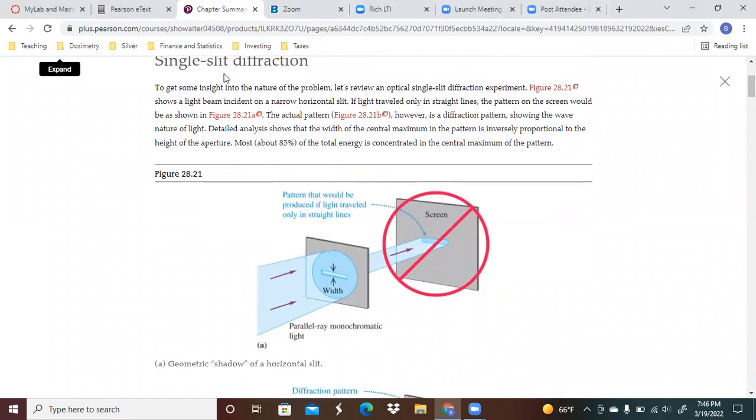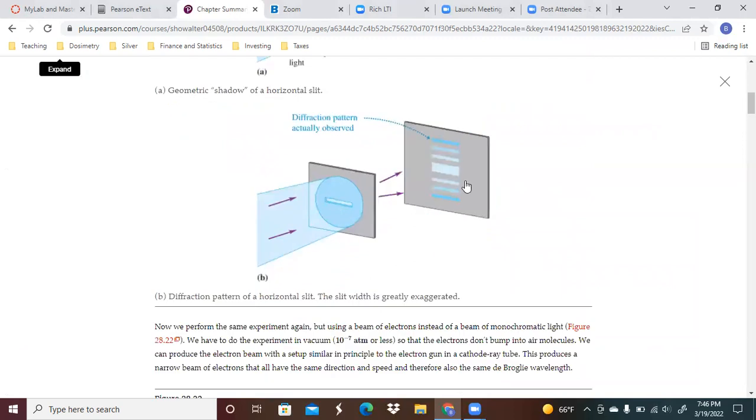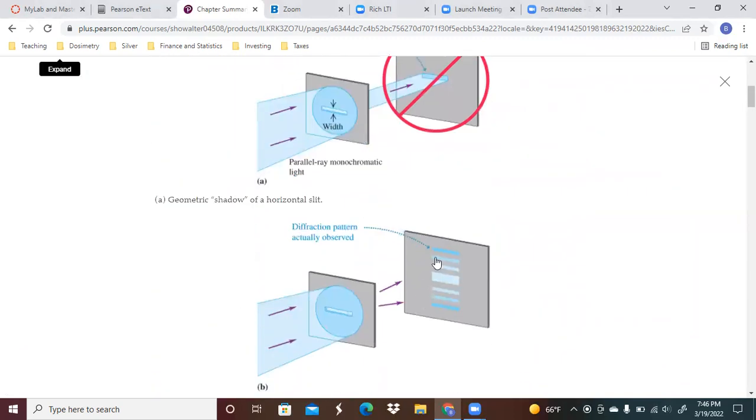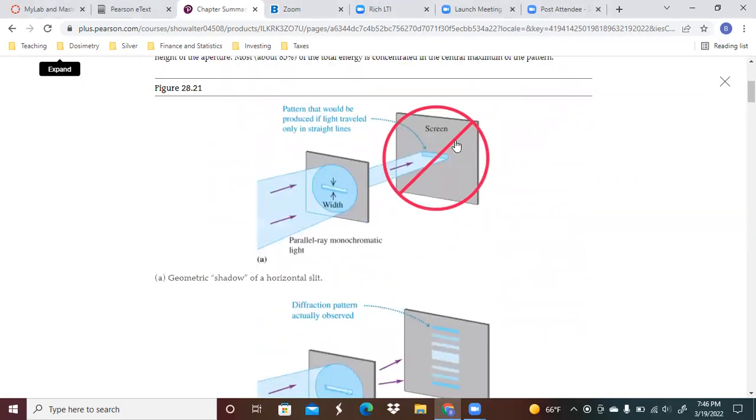So let's take a look at single slit diffraction. We're going to review an optical single slit diffraction experiment. You have a light beam that is incident on a narrow horizontal slit, and if light travels only in straight lines, the pattern on the screen would be shown in figure 21a. The actual pattern is a diffraction pattern showing the wave nature of light. In other words, you would think you would see this, but what you actually see is this.